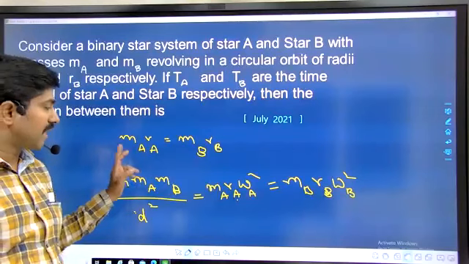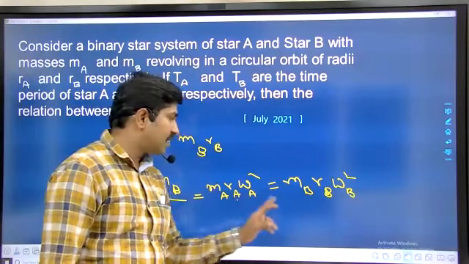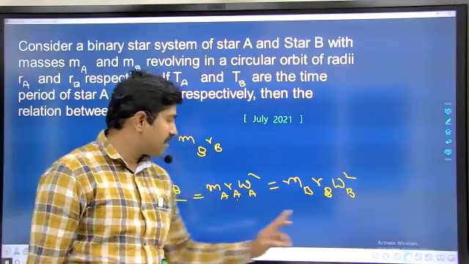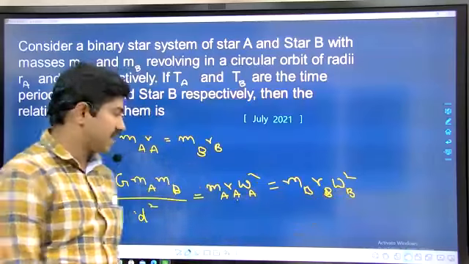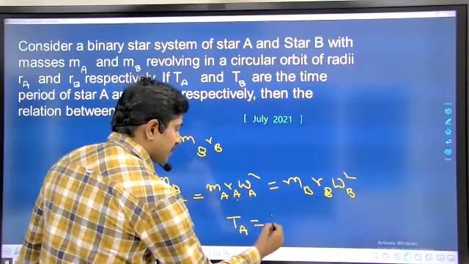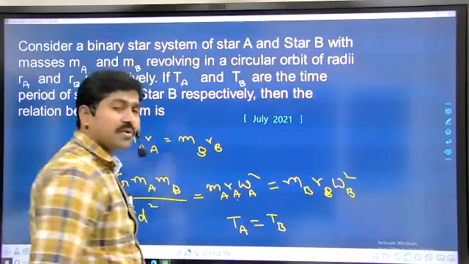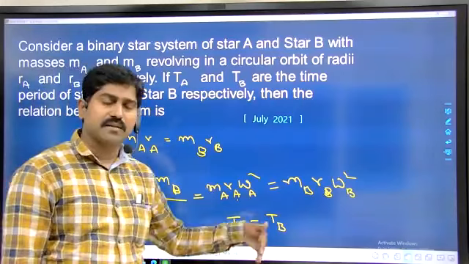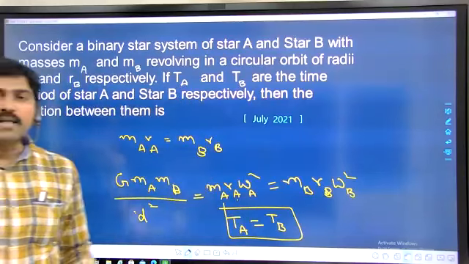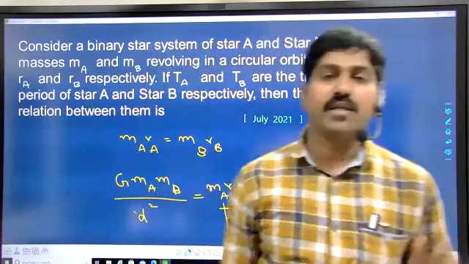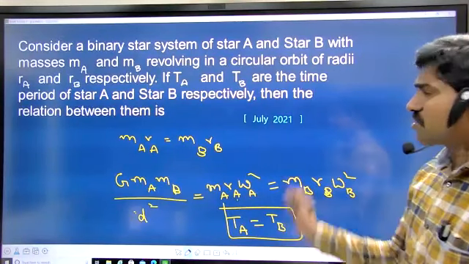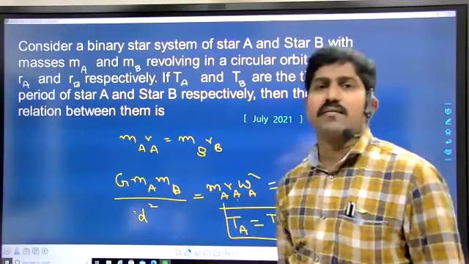Now MA RA equals MB RB, because they are moving under their mutual gravitation. If these two get cancelled, we have omega A square equal to omega B square. Omega means 2 pi by T, so TA square equals TB square. The options given were TA greater than TB, TA equal to 2 TB, TA equal to TB, like that. The correct option is: if any two masses are moving under mutual gravitation, their time periods will be the same. That is the point here. All these four questions were given on the same point.